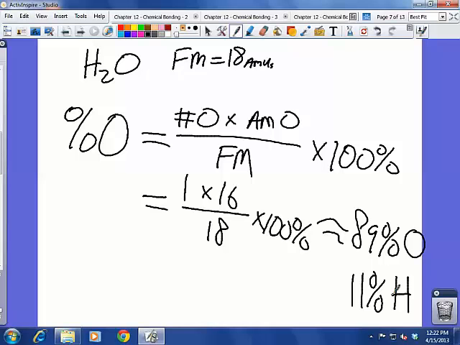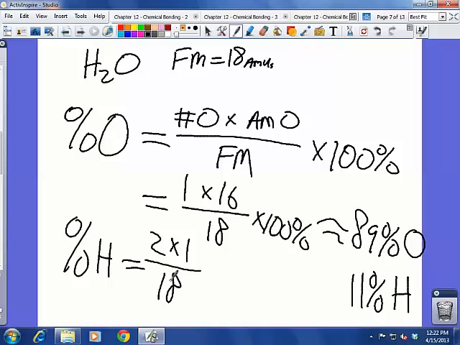But it's always a good idea to check yourself on the quiz or test. So I can just go back here and do the same thing for hydrogen and just say, well, in this case, I have 2 hydrogen atoms, each with a mass of 1. The formula mass is 18. I have to multiply by 100%. And so what's 2 divided by 18? Yeah, about 11%. So it's a little bit of math, but still not that bad.